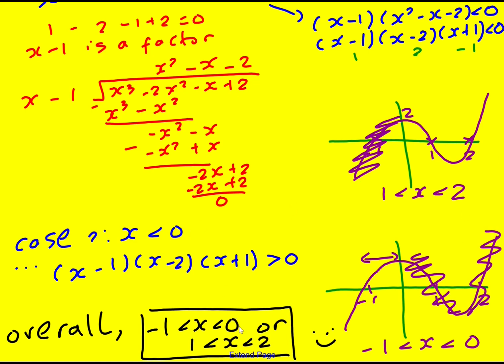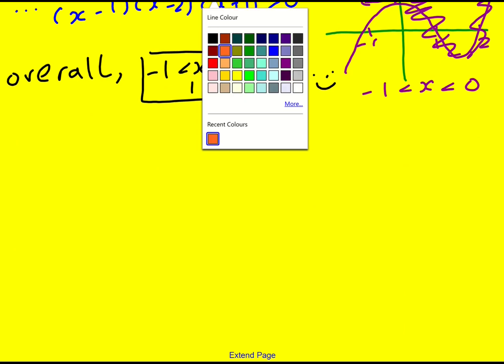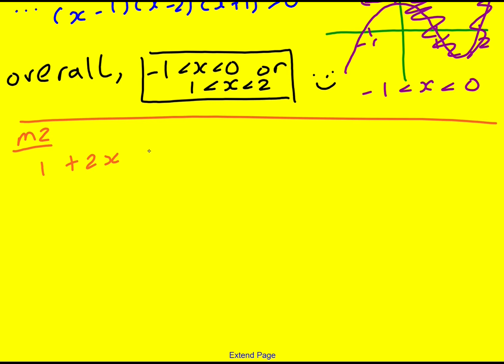Let's talk about the second method. So back to 1 plus 2x minus x squared is greater than 2 over x. This time I'm going to times through by x squared. I don't need to split up into two different cases. The only problem is we create a quartic from this.